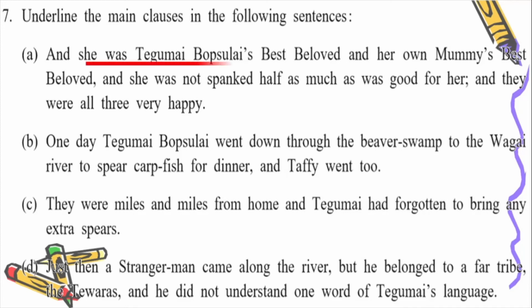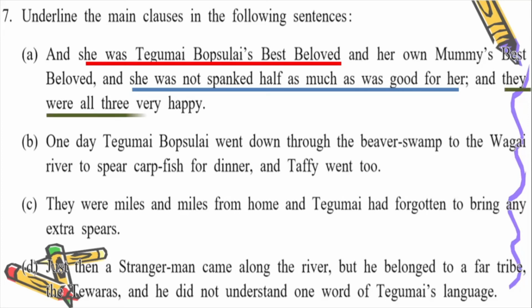So we have she was Tegumai Bopsulai's best beloved. Then we have she was not spanked half as much as was good for her. Then we have they were all three very happy. Okay, so see, in one sentence we have three main clauses. Let us go to the next one.